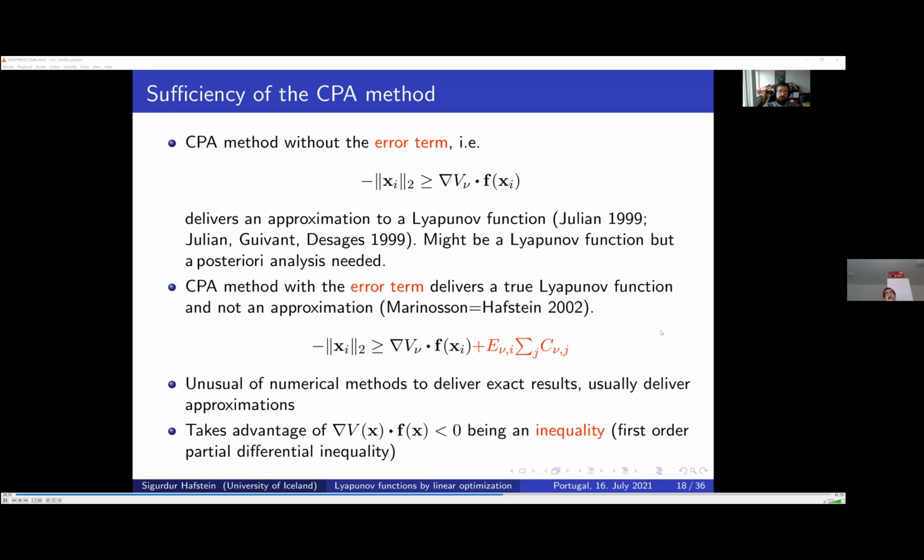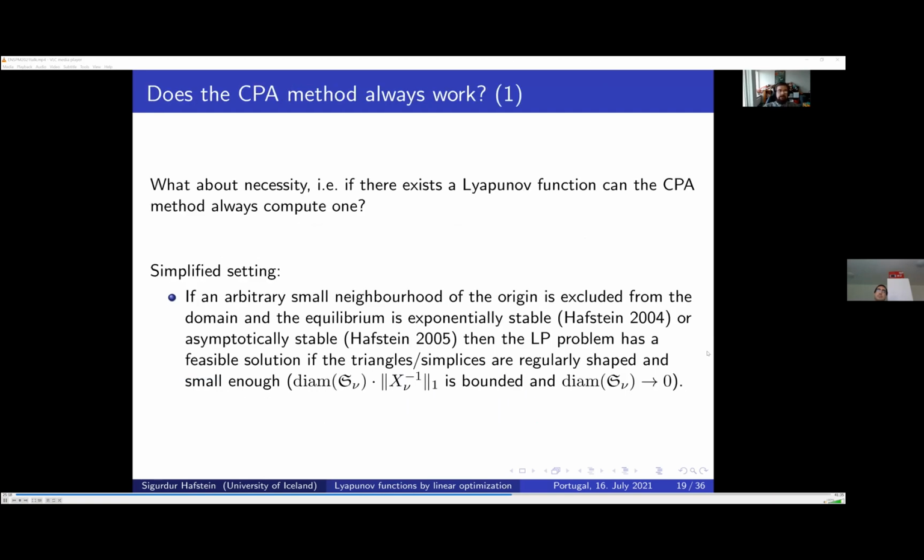And like I said before, the unusual part of this numerical method is that it delivers an exact object. So it delivers a true Lyapunov function, not an approximation. The reason this is possible is because this here is an inequality. So it's basically a partial differential inequality, not a differential equation. It is nice to have a method such that if we get a solution, then we get a Lyapunov function, but it's of course much nicer to have something that somehow always works.